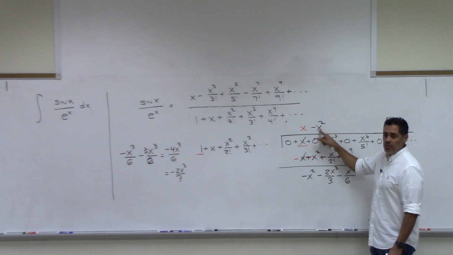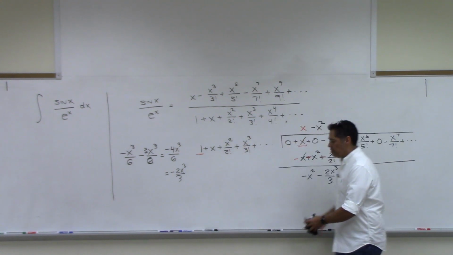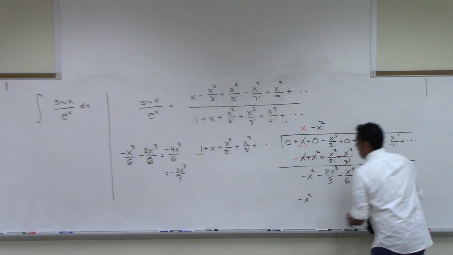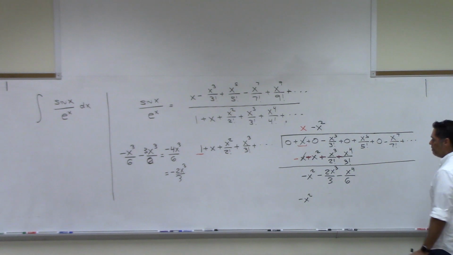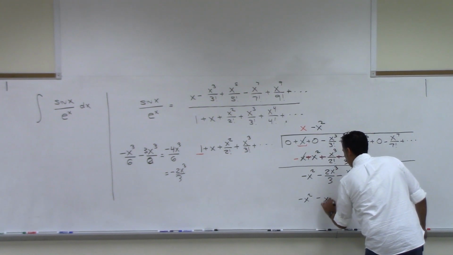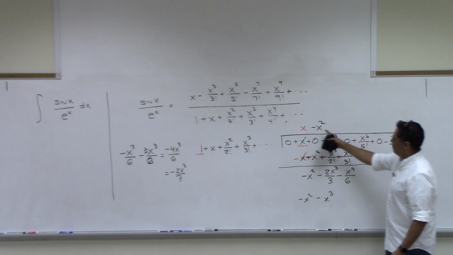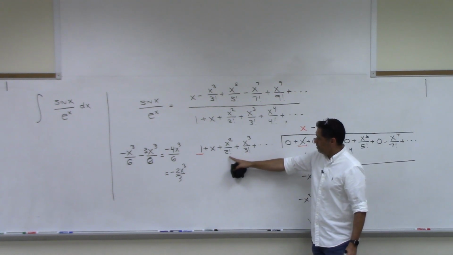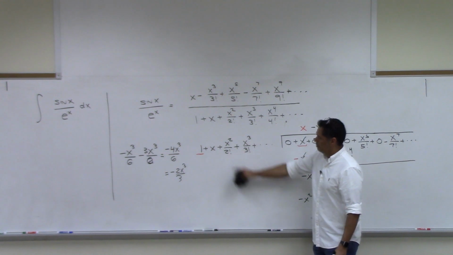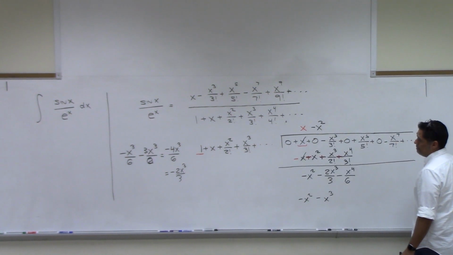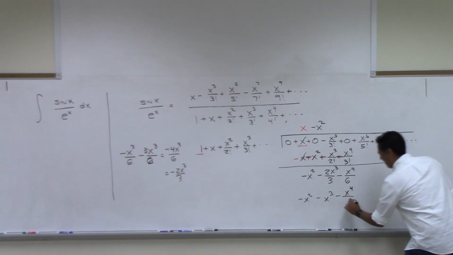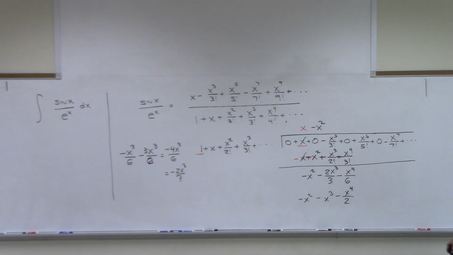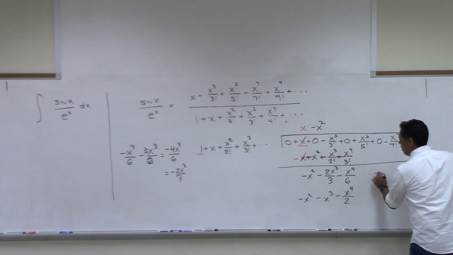And now I distribute again. This times 1 gives me negative x squared. Put it underneath. And then the next one, this times this is negative x cubed, right? So that goes underneath here. So minus x cubed. And then we'll do one more. This times this one, negative x to the 4th over 2 factorial. 2 factorial is 2, right? And I could keep going, couldn't I? I'm not going to stop there because this keeps going.